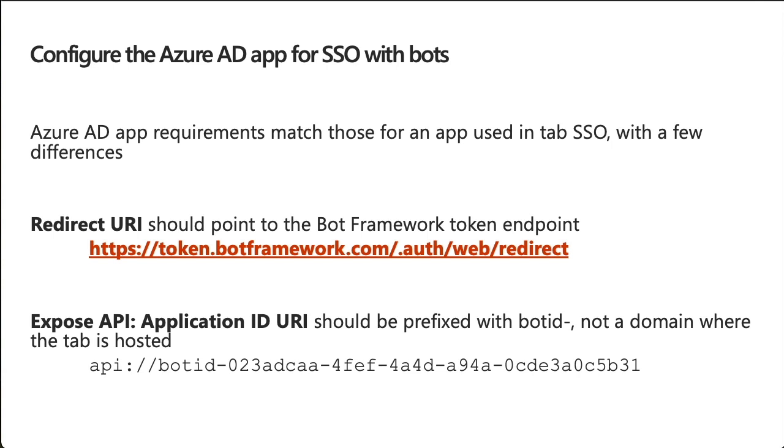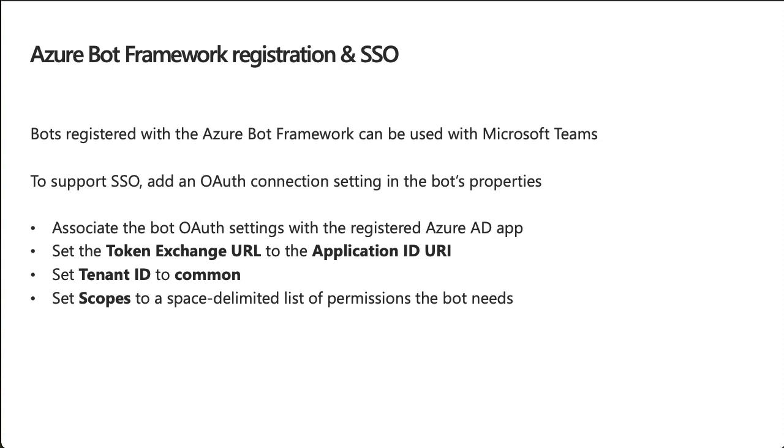And so you see that here: token.botframework.com/auth/web/redirect. In addition, when you're exposing the API permission access as user, the Azure AD application ID URI should include the string bot ID instead of the domain, wherever the bot is being hosted, as we used when we were using tabs. So here you can see that where I used to have the domain and then the GUID of the actual app for a tab, I'm using bot ID right here instead.